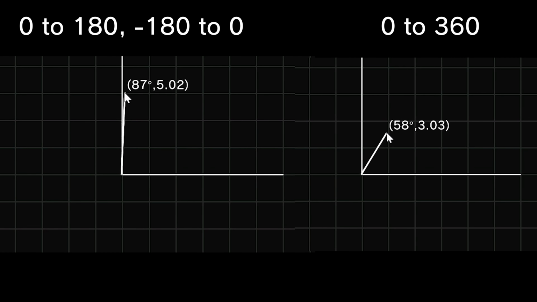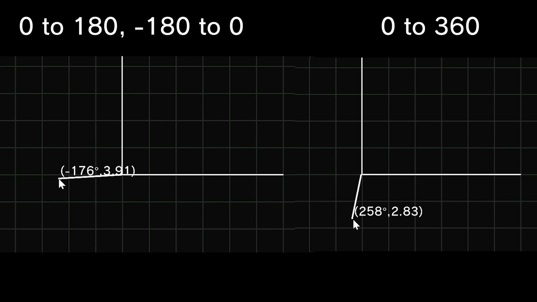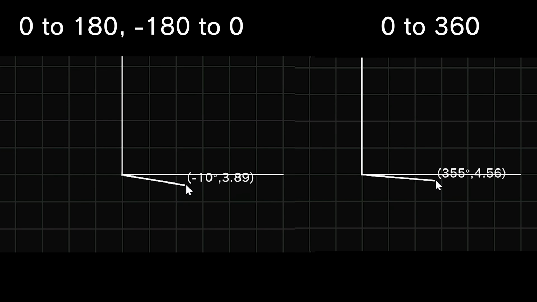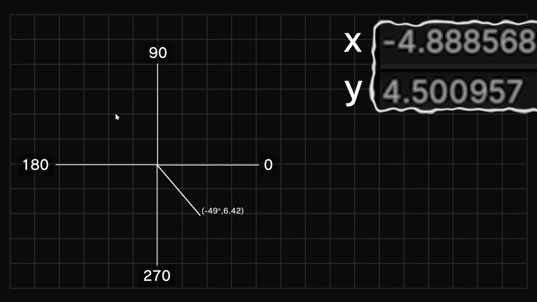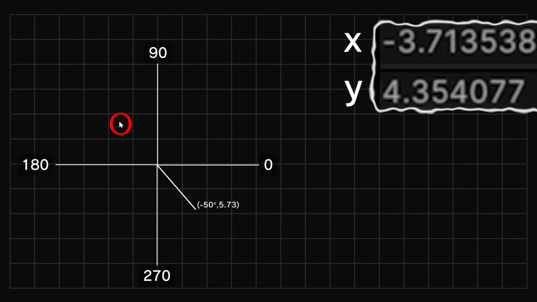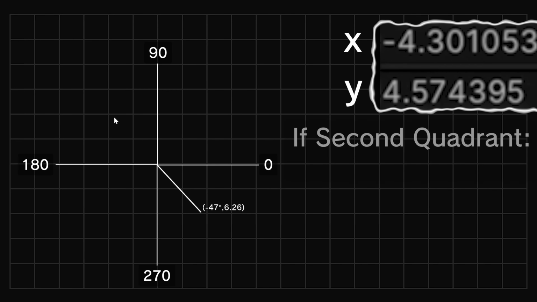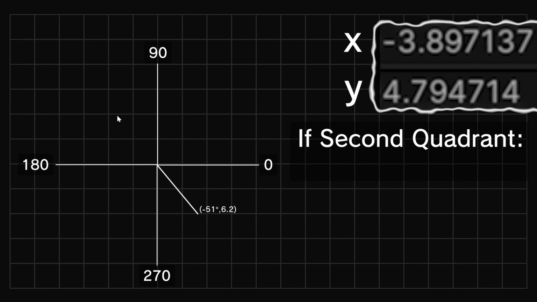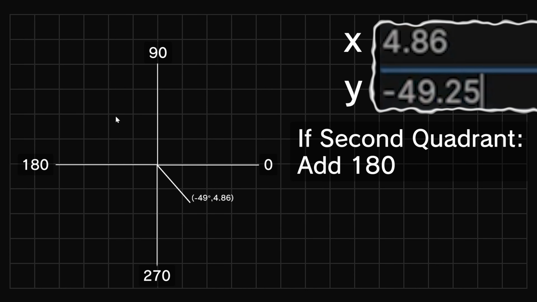As you can see here, they both work the same way, but one of them is 0 to 360, and the other is from 0 to 180, and then minus 180 to 0. If x is negative and y is positive, it means that you are from 180 to 90 degrees, and it means that you're in the second quadrant. If you're in the second quadrant, you have to add 180 degrees, and now, as you can see, it lines up with the mouse. Fixed, not fixed, fixed, not fixed, fixed.